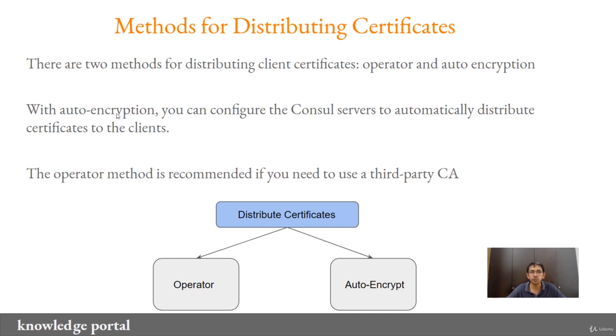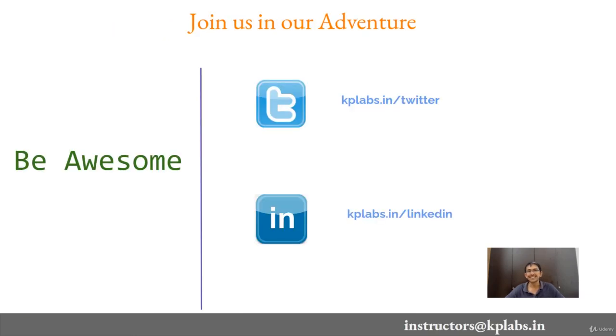If you're making use of auto encryption, you can configure the Consul server to automatically distribute the certificates to the client, and that data would be stored in memory. So this is automatically done for you. However, if you choose to have an operator method, then you will have to generate the certificates manually. And also if you are making use of a third party certificate authority, then the operator method will be a better choice, and it also gives you better flexibility there. That's great. So I hope that at a high level overview, you understood the basics of RPC encryption with TLS.